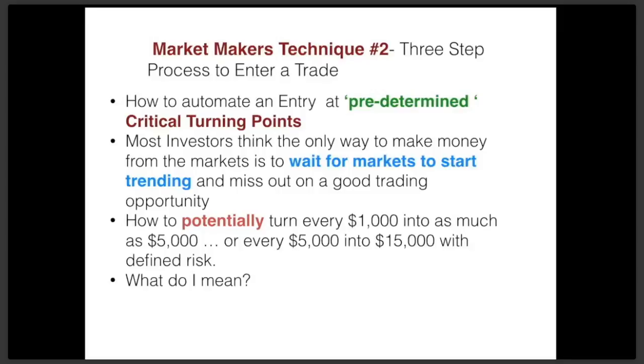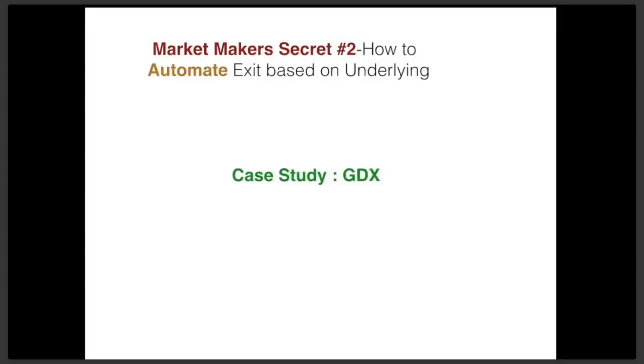All right, so let me give you an example of how to first establish a trade and then automate your trade to take profit. How do I automate a take profit based on the underlying? I'm going to be using an example on GDX. So let's switch over to the case study video lesson right now.